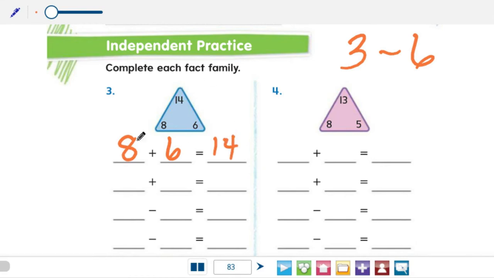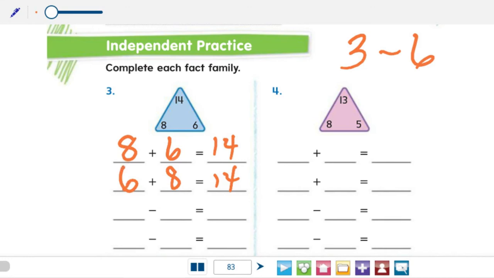Now I need to just rearrange this fact. So I'm going to start with 6, and go over to the 8, and then equals 14. All right, and it's okay if you flop these around. So if your first one was 6 plus 8 equals 14, that's okay as long as your other one was different. Just as long as these are the two facts that you have here, that is what is most important.